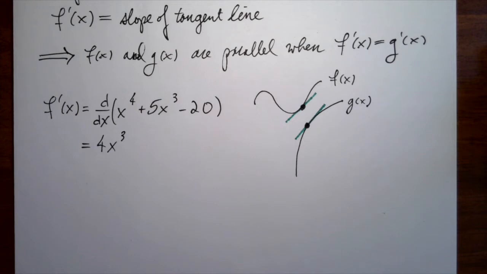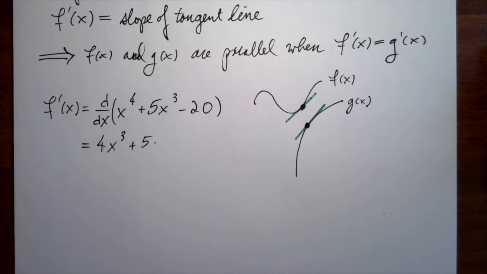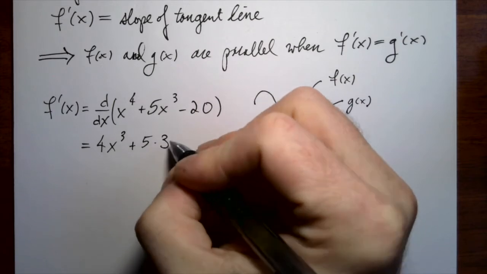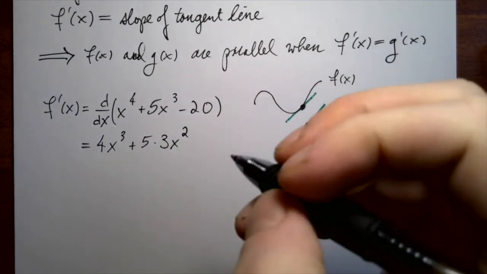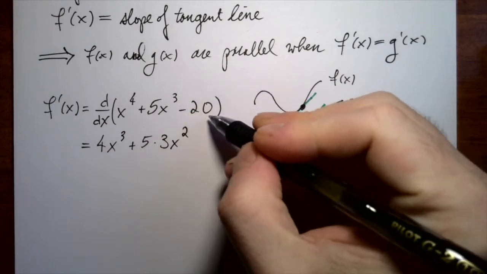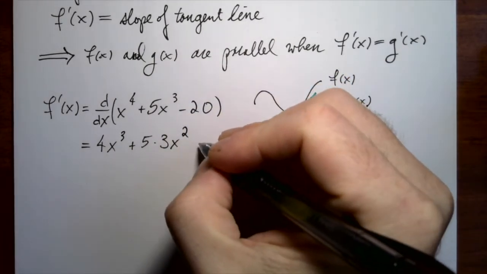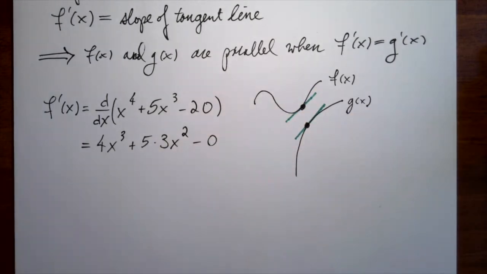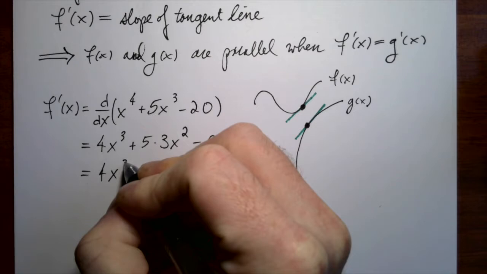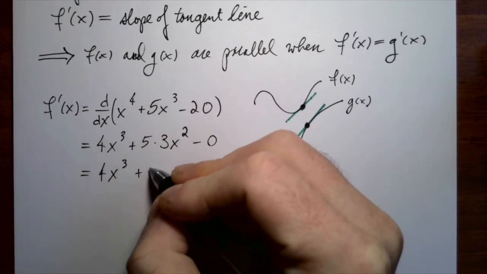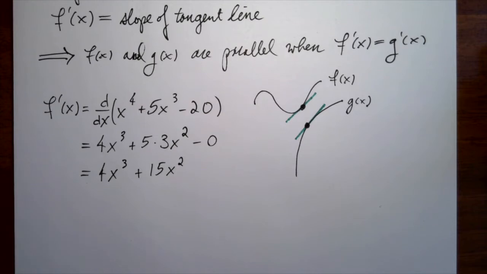The derivative of x to the fourth is 4x cubed. The constant 5 doesn't affect the derivative. We then bring down the 3 and subtract 1 to get 3x squared. That's getting multiplied by the 5. And then what's the derivative of minus 20? Remember, the derivative of any constant is 0. So the derivative of that term just gives you 0. And so we get 4x cubed plus 15x squared for the derivative of f.